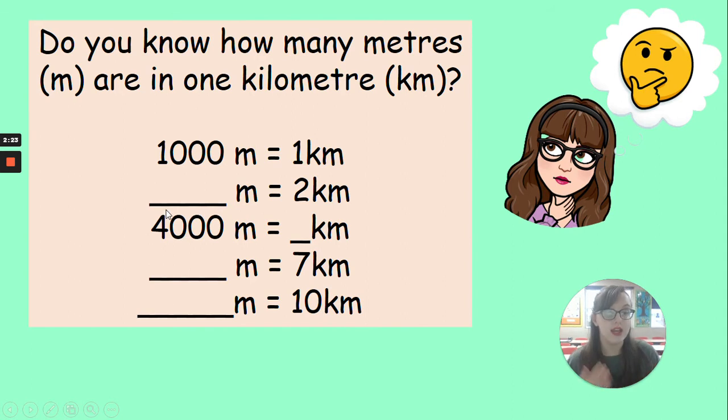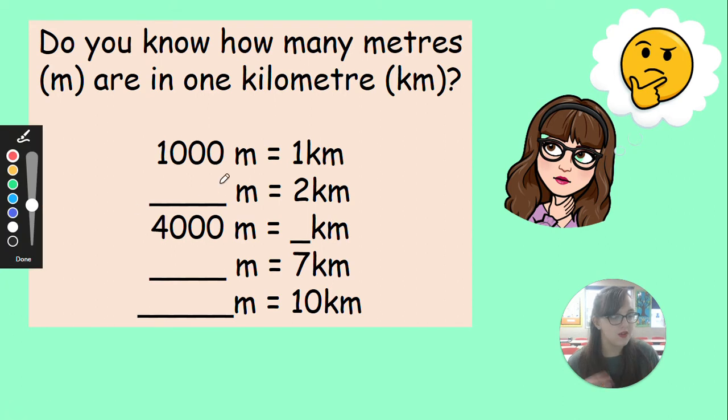Okay, so if there are 1,000 metres in 1 kilometre, how many metres are there going to be in 2 kilometres? You can jot your answer down on a piece of paper if you like. I'm going to move forwards. So if there are 1,000 metres in 1 kilometre, there will be 2,000 metres in 2 kilometres. I am writing with my mouse, which is why my handwriting is maybe not its neatest. If we have 4,000 metres, that's 4 lots of 1,000, so that means we have 4 kilometres. If we have 7 kilometres, that means we're going to have 7 lots of 1,000. 7 times 1,000 is going to be 7,000.